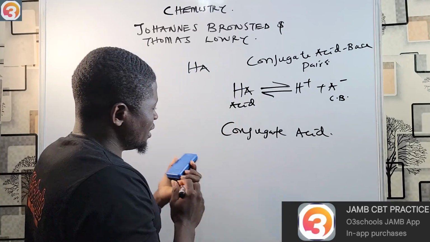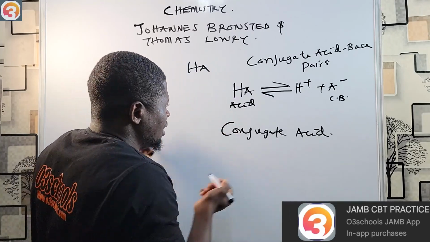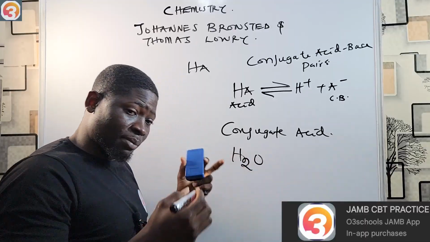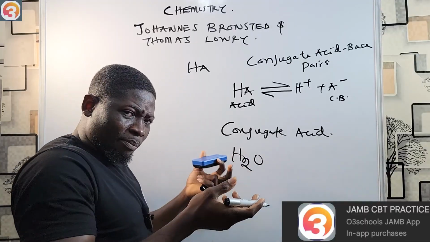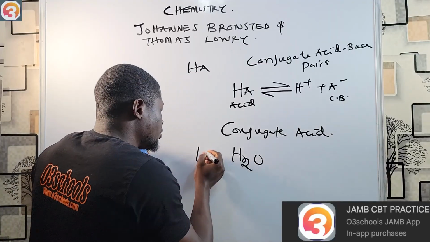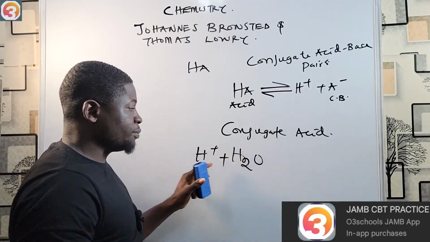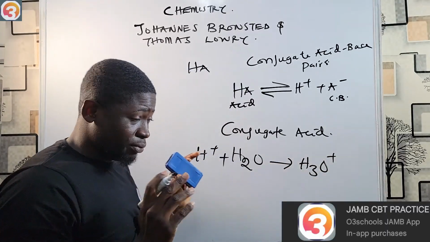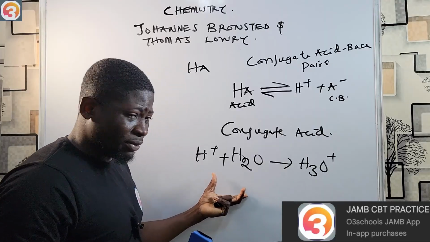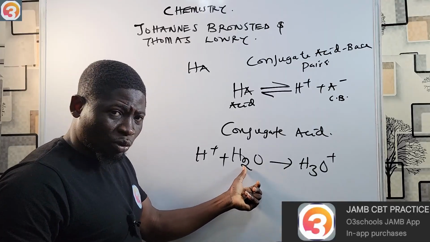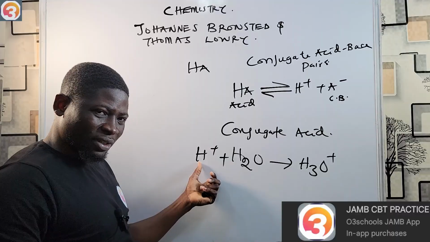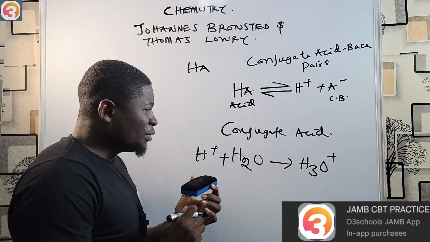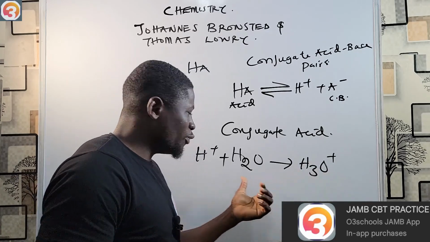So, for example, let's say a base. Water can act as a base. A base is accepting a proton, so H+ plus H2O will give us H3O+. If you look at this, H2O is acting as a base there because it is accepting a proton to give us an acid. This acid that is formed is usually called the conjugate acid of the base.